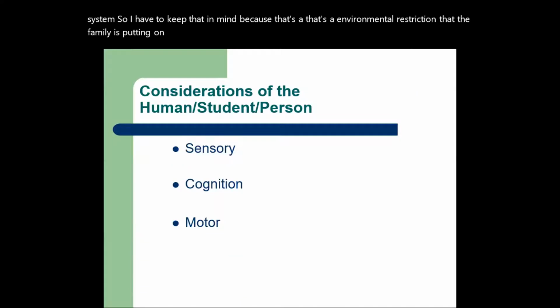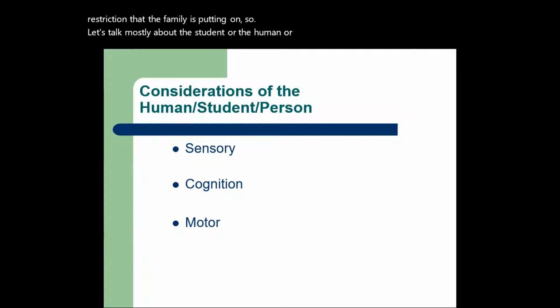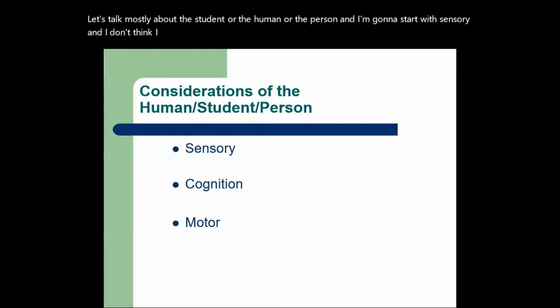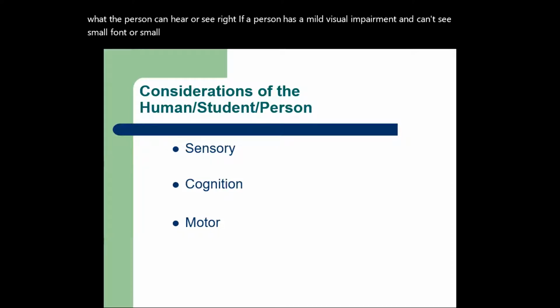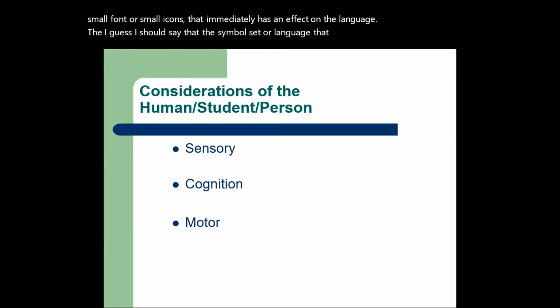So let's talk mostly about the student or the human or the person, and I'm going to start with sensory. All right. When it comes to sensory, the main idea I'm thinking of is what the person can hear or see, right? If a person has a mild visual impairment and can't see small font or small icons, that immediately has an effect on the language, I guess I should say the symbol set or language that the person can see on a communication device.